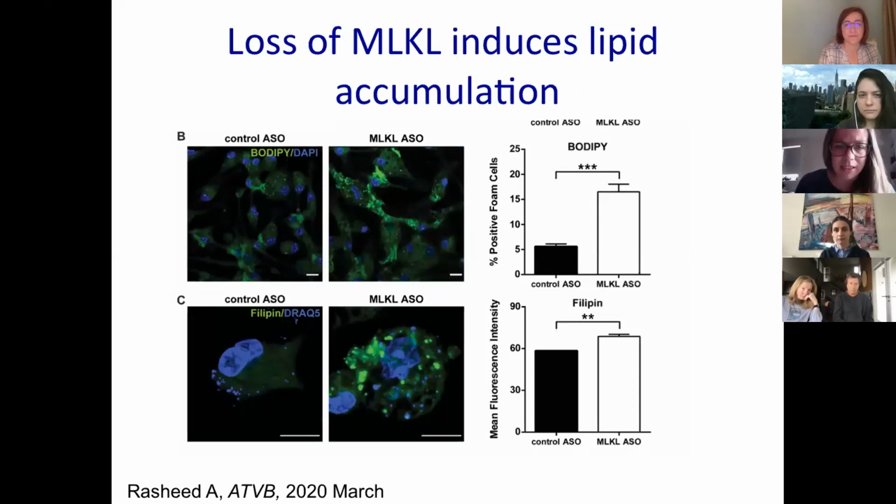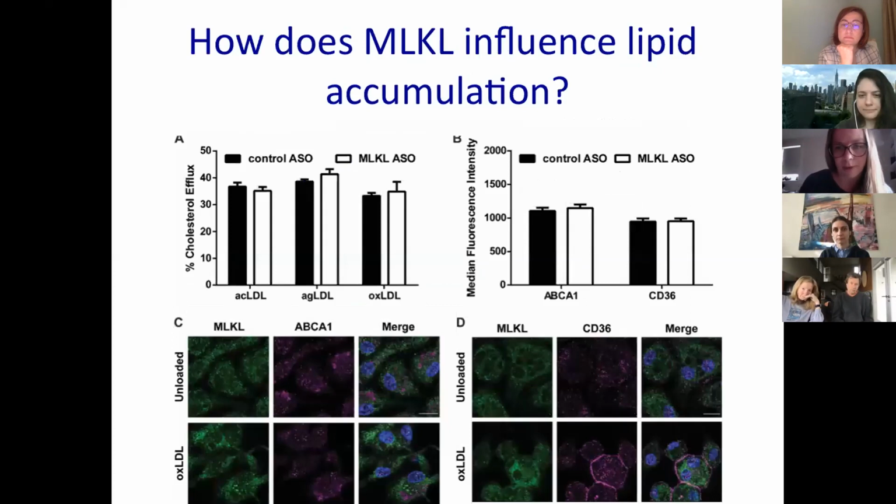So what Adil noticed is when he took macrophages and loaded them up. Sorry, I don't remember if these are loaded or unloaded. Maybe Adil, you can let me know. But when he stained with things like BODIPY or Filipin, he found that knocking out MLKL increased the amount of lipid that these cells had. So they became a lot more foamy. This correlated in vitro, and these are peritoneal macrophages, with what we had been seeing in vivo. So he went on to figure out what might be happening.